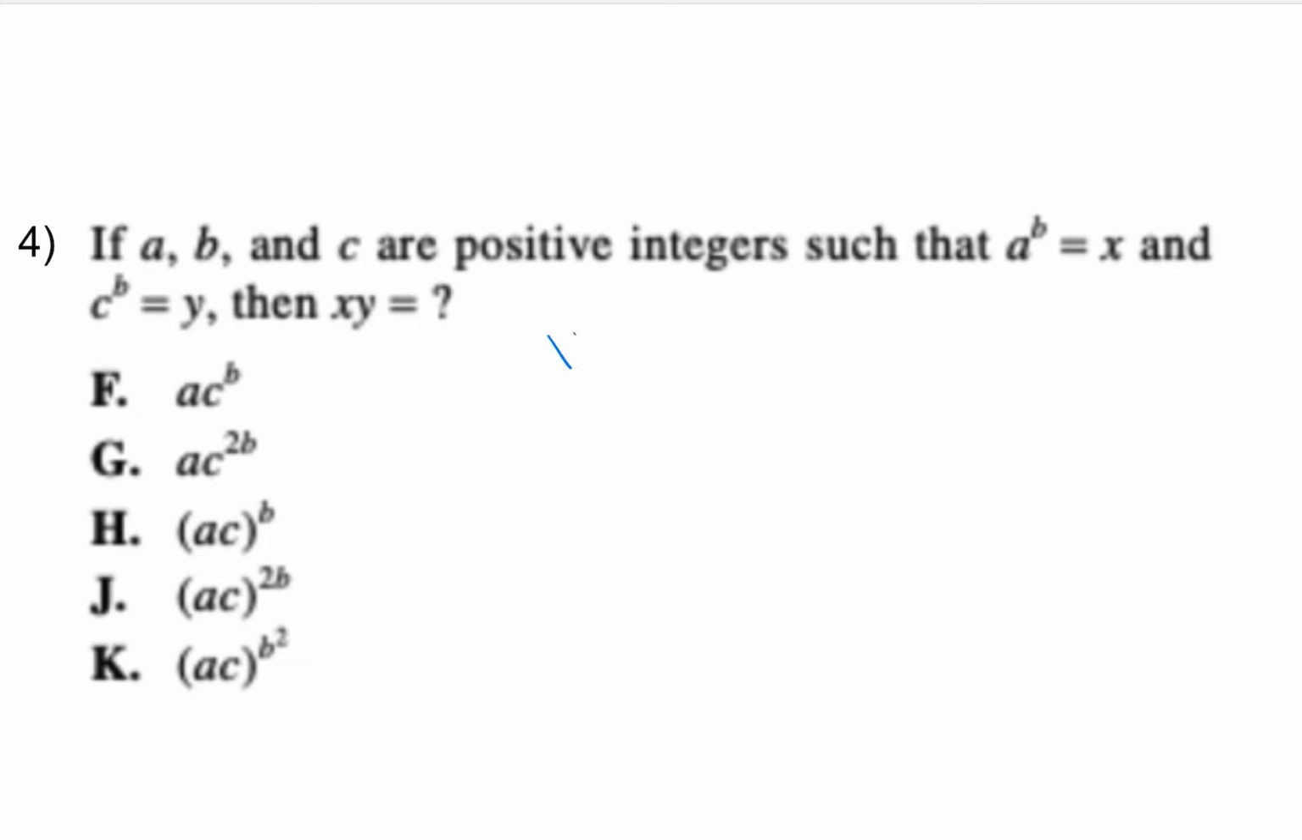So XY can be written as X times Y. There is an invisible period in between, and that invisible period simply means multiplication. So let's write what each variable is equal to based on the problem. So X is equal to A to the power B. And then Y is equal to C to the power B.